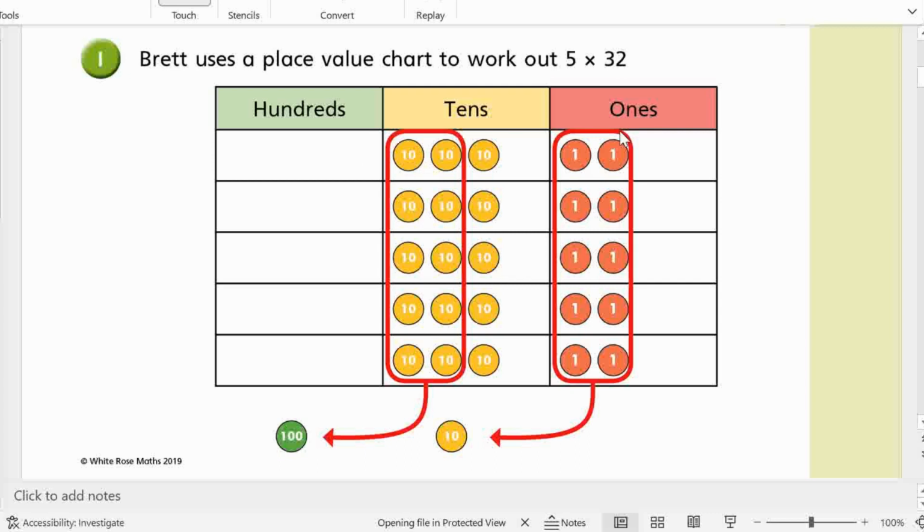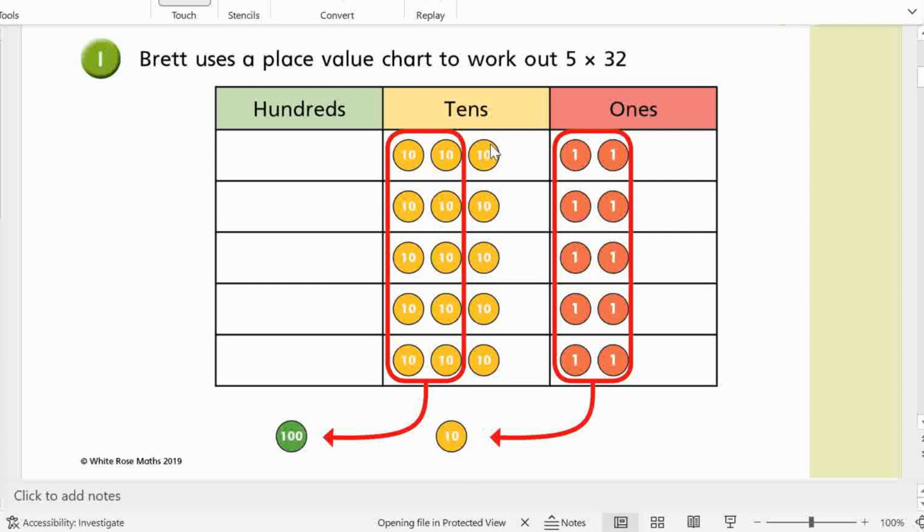So in each row, he's put 32, 3 tens and 2 ones, and then he's multiplied it by 1, 2, 3, 4, 5. Now, he has realized that 10 tens make 100, so he can shift these tens up. Okay, and he can do the same for the ones. 10 ones make a ten, so he shifted up a ten.